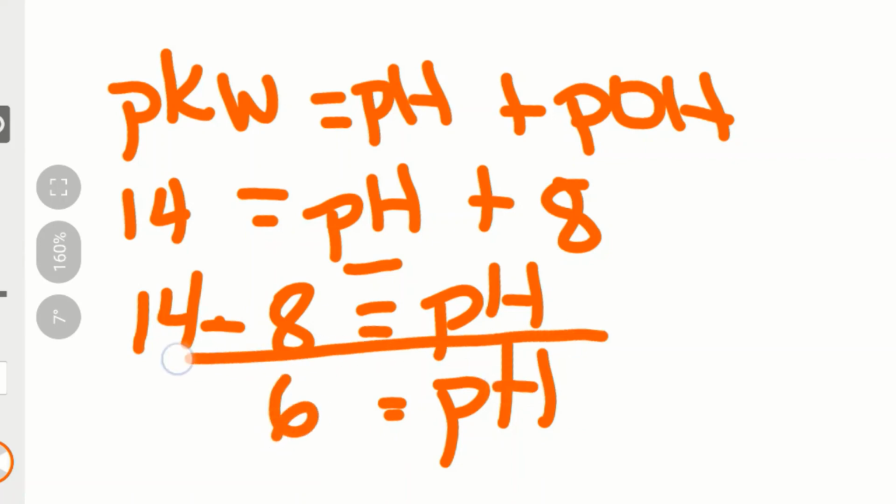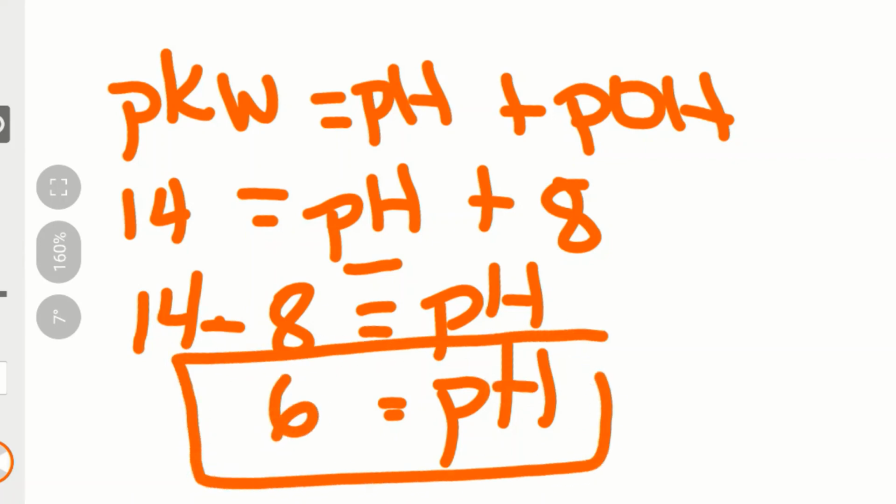So therefore, this solution is slightly acidic. So guys, there is no need to proceed to any kind of calculation if you are asked for pH and you are given the hydronium concentration, then that's it. But take note that if you were given the hydroxyl concentration and then you were asked for your pH, you still have to go through this formula. Okay, so that's it.